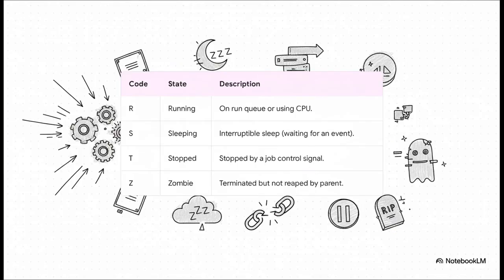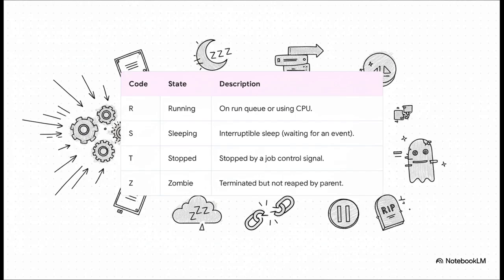You know, when we use a command like ps, we can see the state of every process. A process can be R for running, actively doing stuff. It can be S for sleeping, maybe waiting for you to type something, or T for stopped, which is what happens when you hit Control-Z.